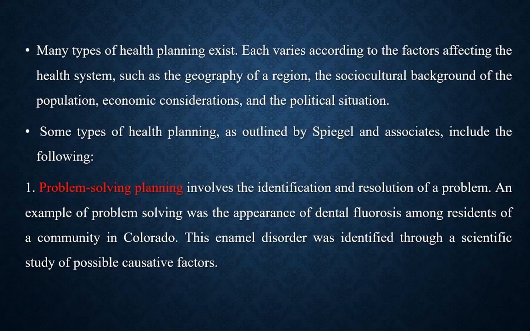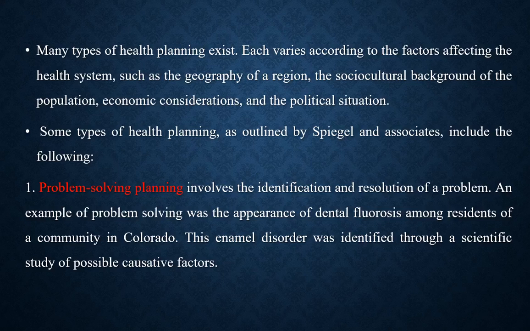Many types of planning exist. Each varies according to the factors affecting the health system, such as the geography of the region, socio-cultural background of the population, economic considerations, and political situation. Some types of health planning outlined by Spiegel and his associates include the following. Number one is problem-solving planning. It involves the identification and resolution of a problem.